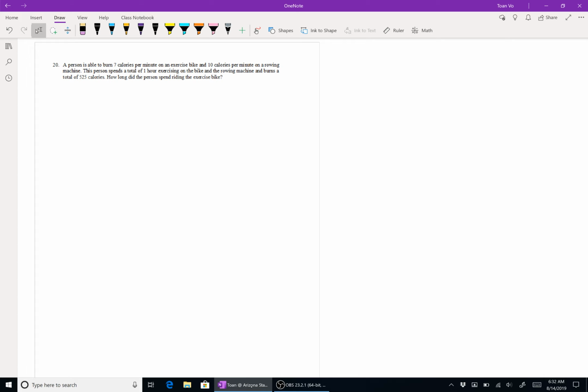So I think this one I took straight from the homework, but let's go ahead and talk about it. So again, word problems, I just focus on the information they give me. A person is able to burn 7 calories per minute on an exercise bike. So 7 calories per minute relates to exercise bike, 10 calories per minute rowing. So we have 7 cal per minute for the bike, 10 calories per minute rowing. You spend a total of 1 hour exercising.